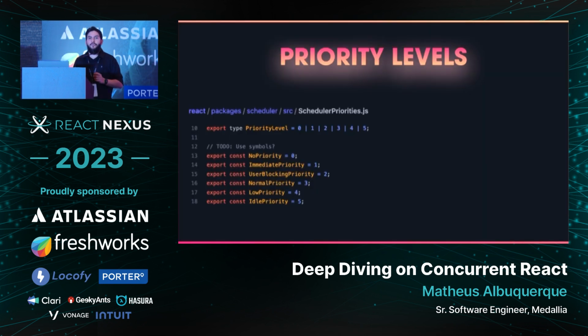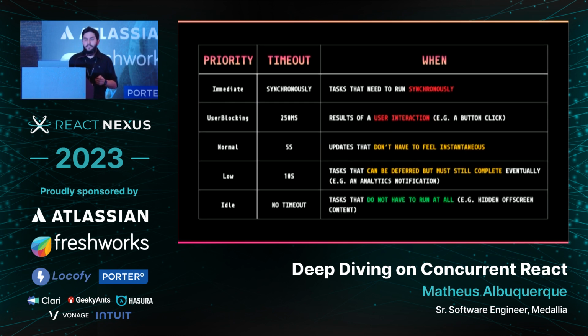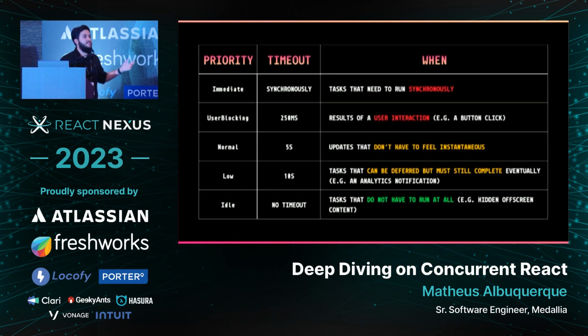And the other thing is priority levels. So we see them in the source of the scheduler again, and you see different ranges of priority levels, and you see them throughout the whole code of React actually. You find them in the reconciler, you find them within the renderers like React DOM, and even in React DevTools. And these priorities basically are different timeouts assigned to different things that basically will tell React when to run something.